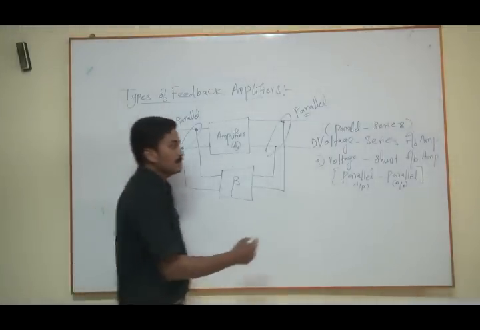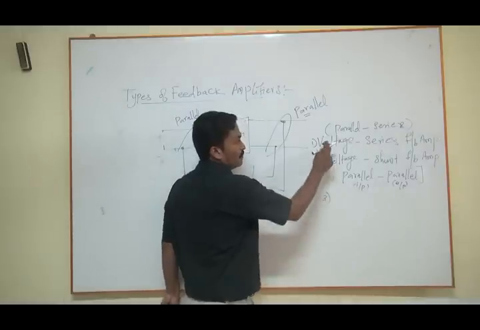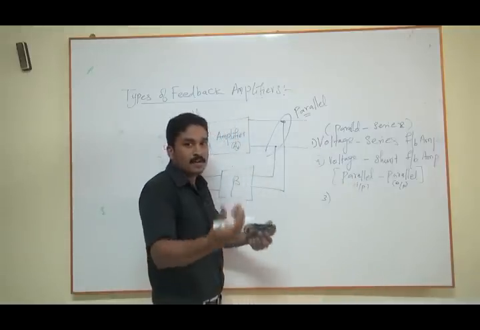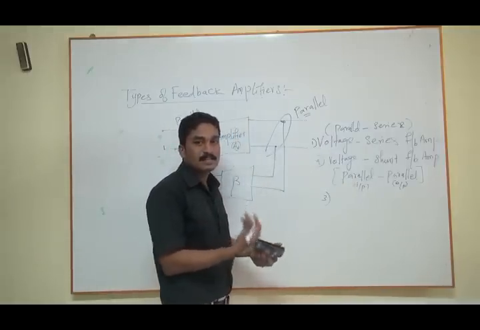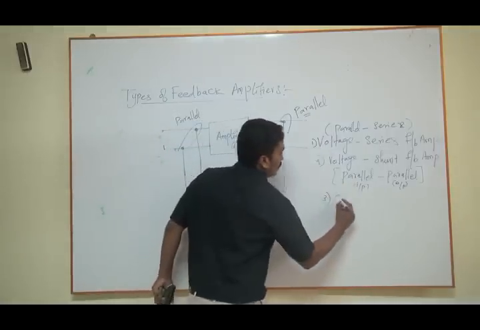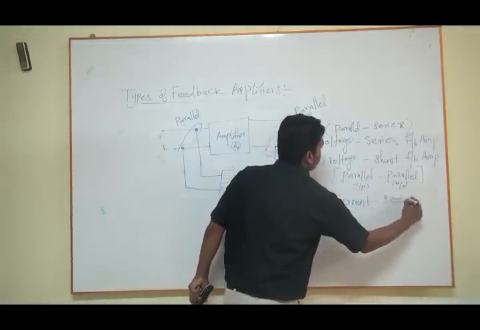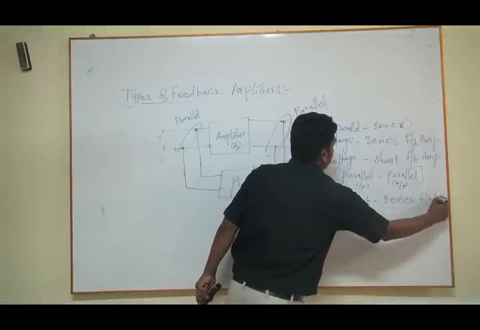And the third type, what is the possible type? We have drawn voltage and connected series and shunt. Next we can draw current and connect that in series and parallel, simple. So current series feedback amplifiers.